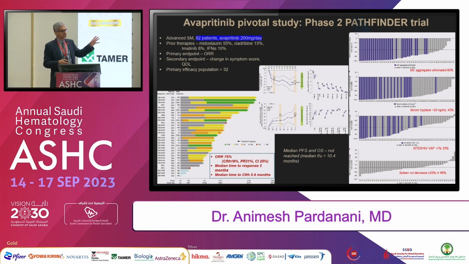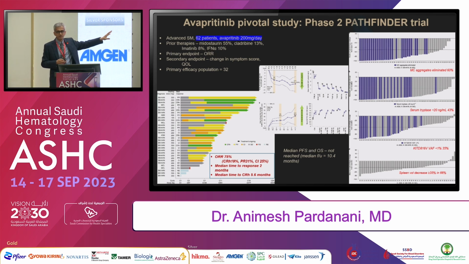I wanted to share some of the data very briefly about the avapritinib trials because I think this has changed the treatment landscape. I think it has demonstrated a proof of principle that if you have a drug that can shut down that mutant c-KIT signaling, you can have a very potent anti-mast cell effect. I'm not saying this drug is perfect. It has lots of problems, but I think it has proved an important proof of principle.